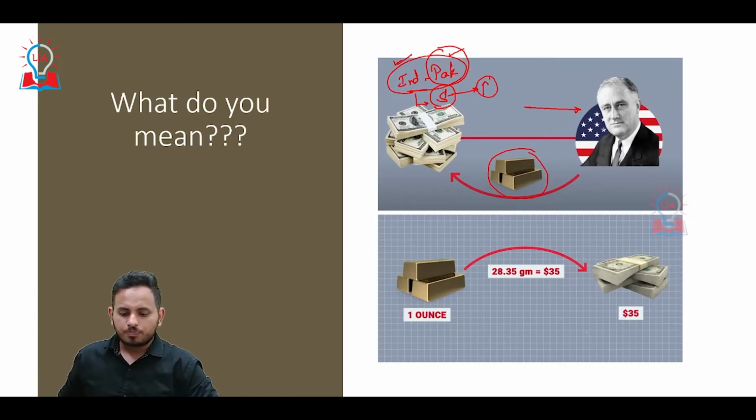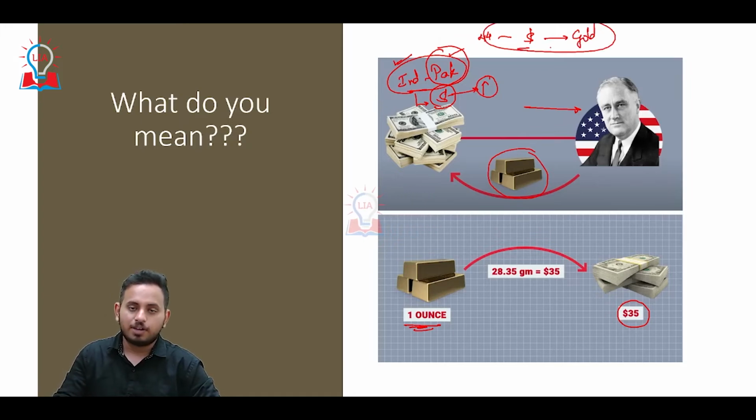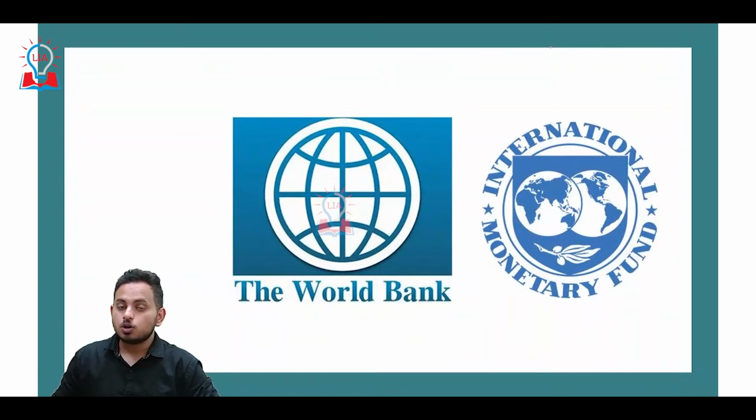You can see here, 1 ounce of gold, if any country gives back $35, that country would get 1 ounce of gold. This is what the US dollar was pegged at. All the 44 currencies were pegged to the dollar. At the same time, the dollar was pegged to gold. This was the first phase of the current US dollar becoming the world's leading currency.